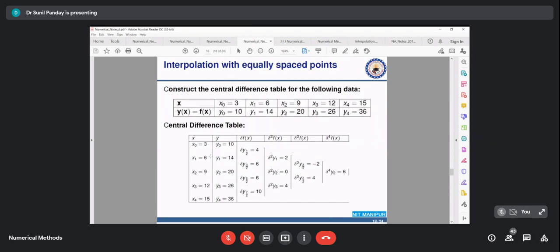So here we have created the central difference table for this data. Again, this data is equally spaced with common difference 3. So this is x, this is y. And again, we are doing 14 minus 10, we are getting 4, but this is delta y1 by 2, because the definition is y at 1 by 2 plus 1 by 2 minus y at 1 by 2 minus 1 by 2, that is y1 minus y naught. This delta y3 by 2 is y at 3 by 2 plus 1 by 2 minus y at 3 by 2 minus 1 by 2, that is y2 minus y1, and you are getting 6. So this is the way.